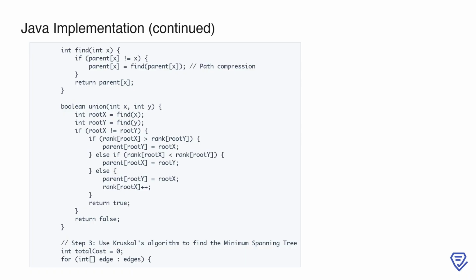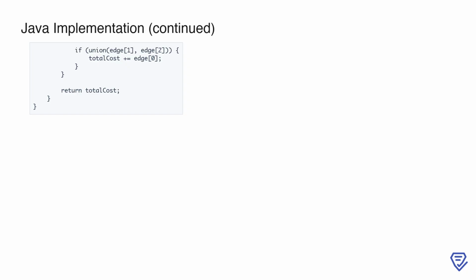With this setup, we can now proceed to find the minimum spanning tree using Kruskal's algorithm. We iterate through the sorted edges, checking whether adding an edge would connect two different components. For each edge, we use the union function to determine if the nodes it connects belong to different components. If they do, we merge the components and add the cost of the edge to our total cost. This ensures that we only include the edges necessary to connect all nodes while minimizing the total cost.